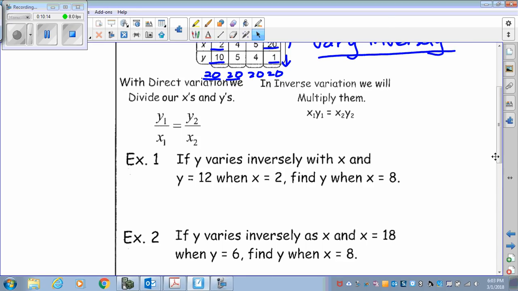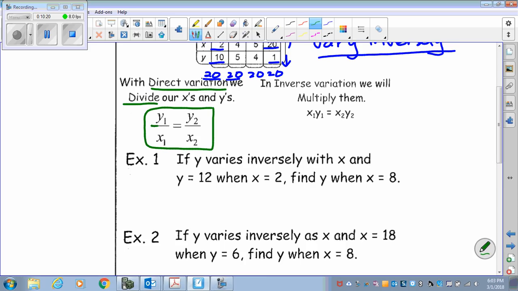Okay. So for a direct variation, we're going to divide, right? You're dividing y divided by x and y divided by x. For inverse, you're going to multiply. So you have x times y equals x times y.